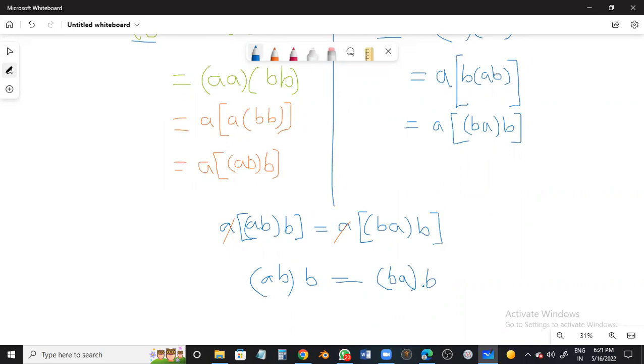Now what will work here? Obviously, the right cancellation law. So B is getting cancelled. And what is your result? AB is equal to BA. What is the result? AB is equal to BA. Followed?